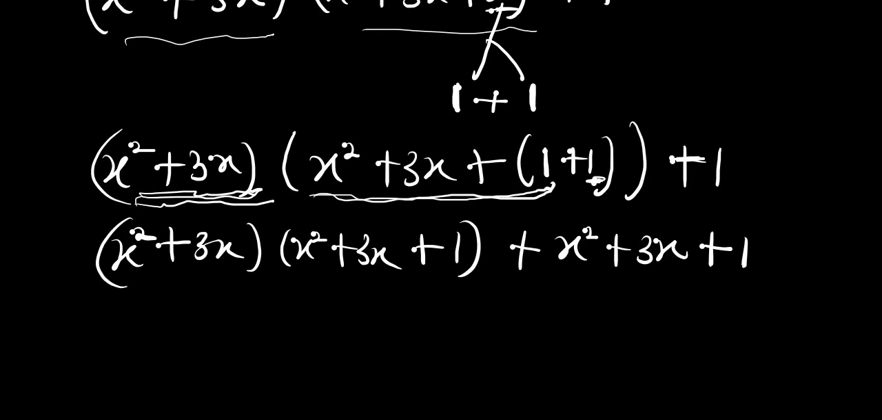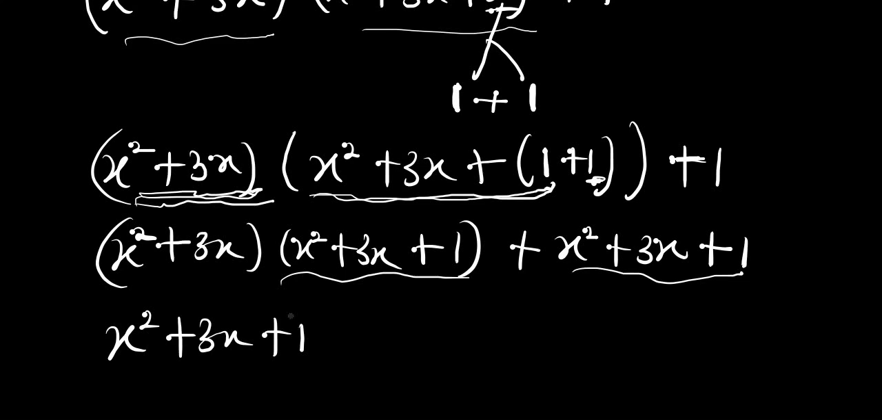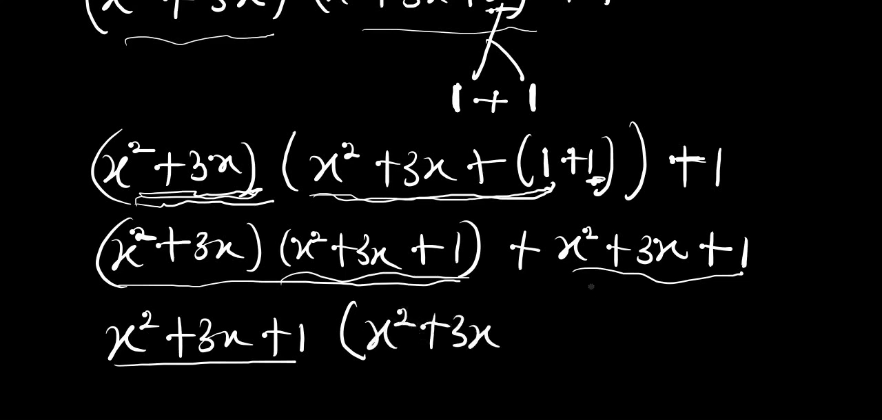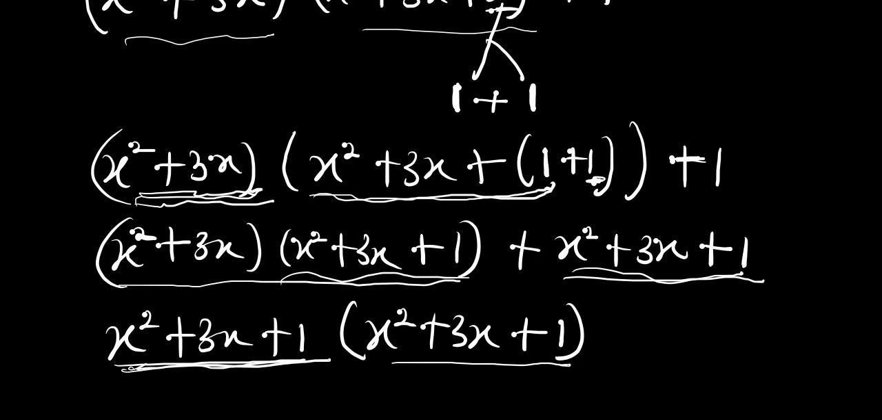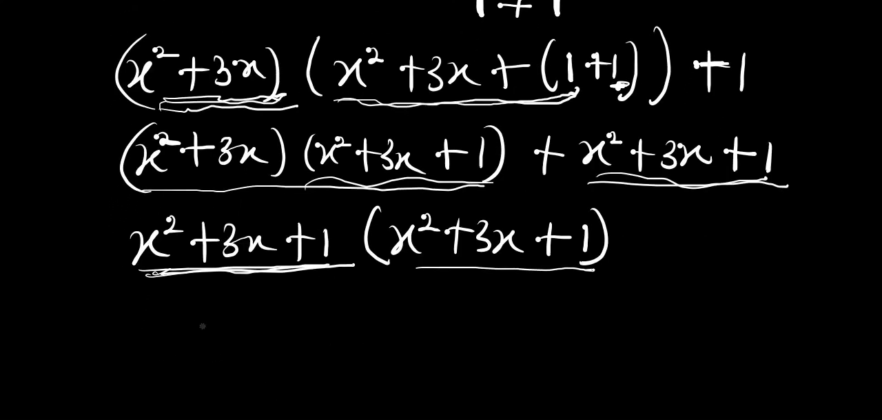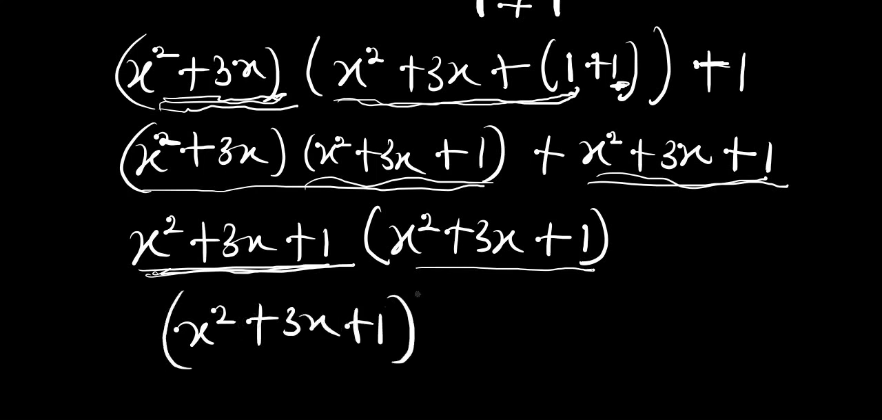The next thing is, if you look at what we have here and what we have here, they are very similar, so we can factor that out. We are going to have x squared plus 3x plus 1. If you divide this by what we have here, we are going to have x squared plus 3x, and if you divide this by what we have here, we are going to have 1, so we have plus 1. Now look at what we have here. This and this are very similar, so we can write it as x squared plus 3x plus 1 to the power 2.